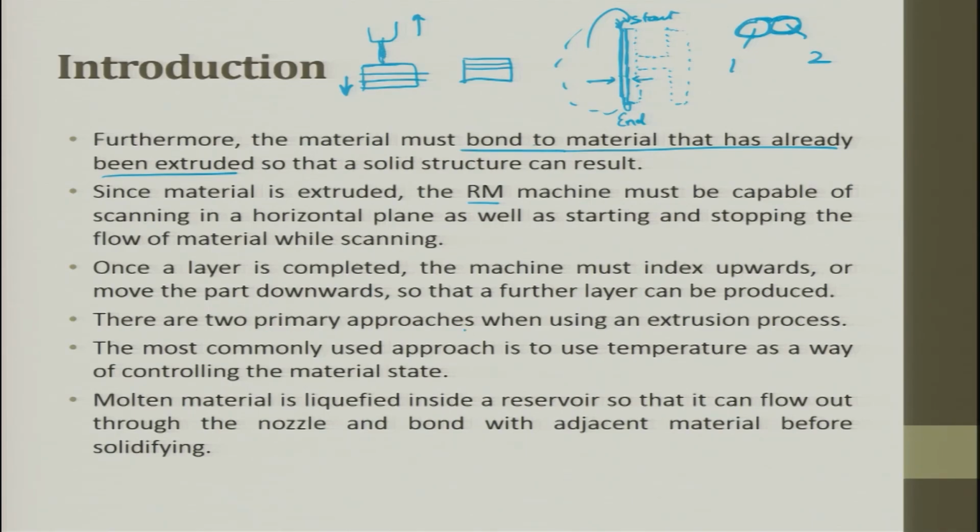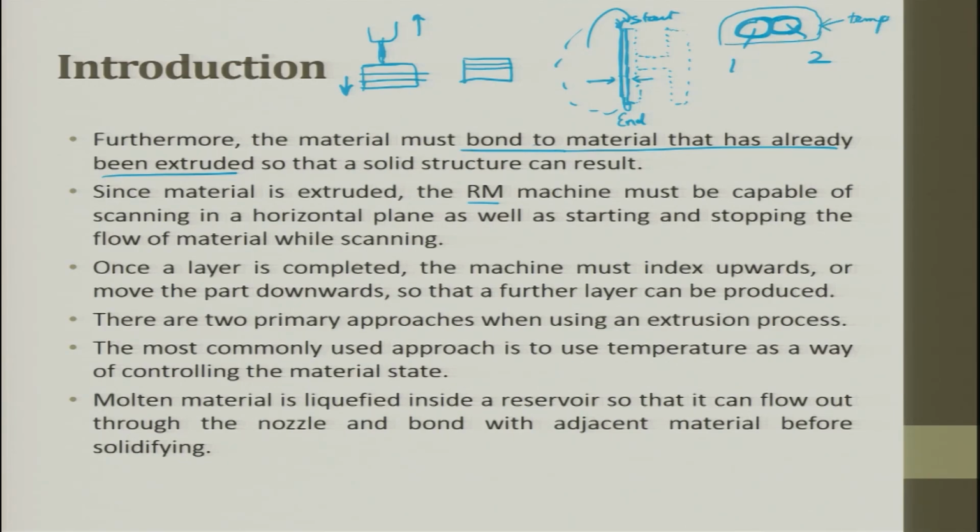There are 2 primary approaches when using an extrusion process. The most commonly used approach is to use temperature as a way of controlling the material state. So, what I am trying to say is you have already extruded one layer, and this layer, when it is exposed to the atmosphere at certain temperature, it will try to solidify. So, if I have to slow down the solidification process, then what I do is I use an ambience around it and try to maintain a temperature in the ambience.